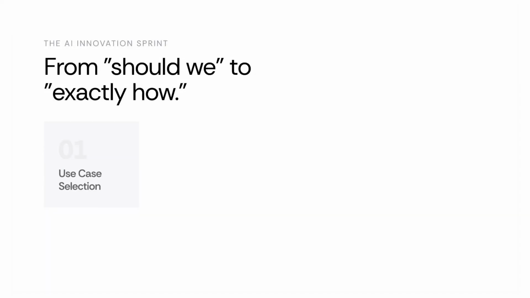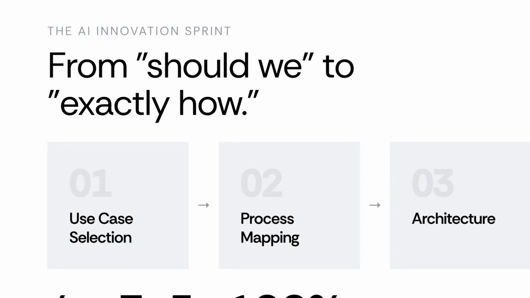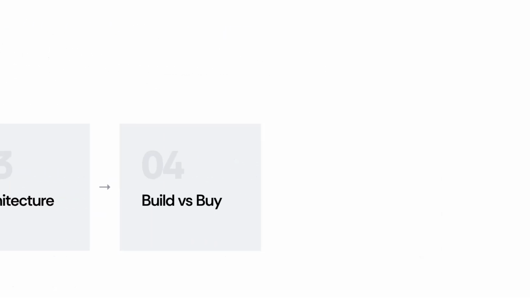In this video, I'm showing you the AI innovation sprint. It's the design method that experts use to design pro AI systems. This is the phase where you shift from should we do this to how we do this.